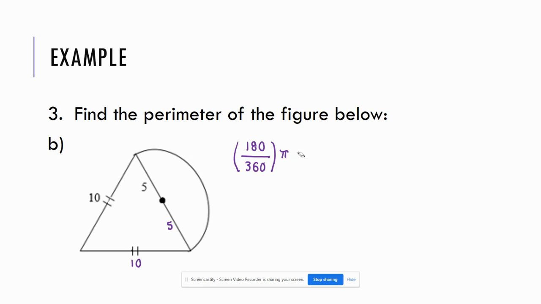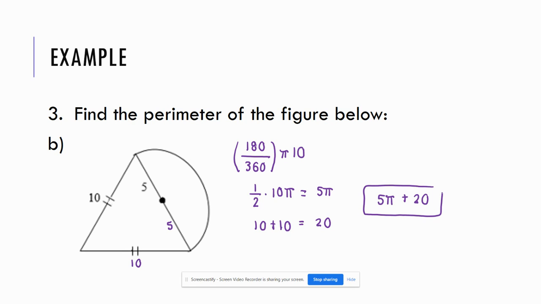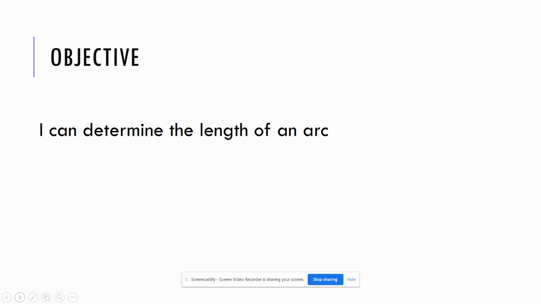So once again, 180 over 360 gets multiplied by the circumference, which is pi times the diameter. I'm sorry, not 5, that's my radius. My diameter is 10. Once again, taking that fraction, I can reduce it down to a half. That's being multiplied by 10 times pi, so half of 10 is 5. 5 pi is the length of the arc. Only 2 sides of the triangle are not connected to that semicircle, so 10 plus 10 is going to help me out with the perimeter here. That would give me 20. Combining those 2 pieces, 5 pi plus 20, those are not like terms, so this would end up being the perimeter of the figure. So this is us determining the length of an arc.